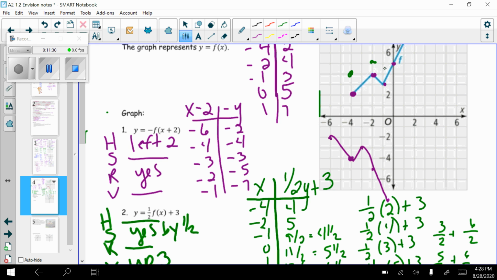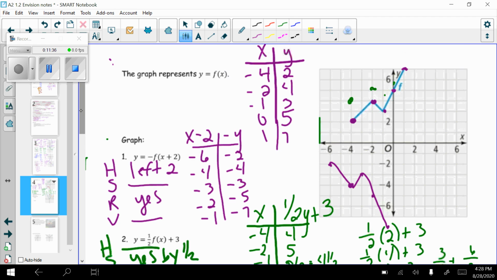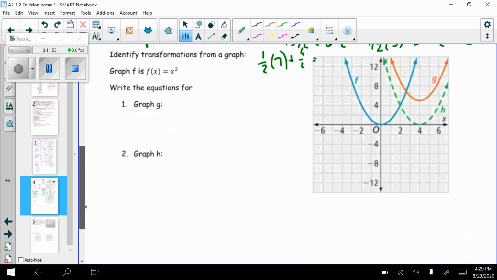Over 0, up 5.5. Right there. Over 1 and up 6.5. Over 1, up 6.5. Right there. So then when I draw this graph, I'm looking at that. That was what we finished on Friday. And then I want to go ahead and walk you through what we will be doing on Monday.